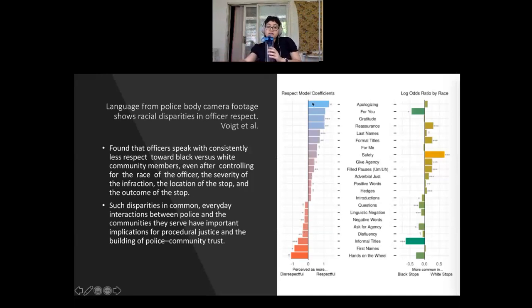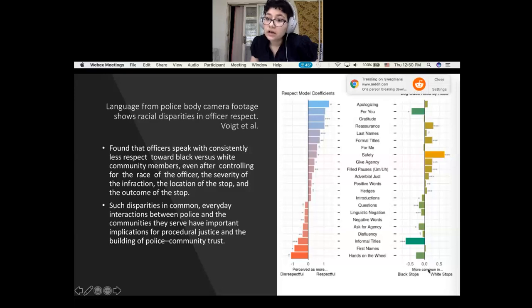So here is a really cool graph of their respect model coefficients. They identify these indicators, and along disrespectful or more respectful, this is the respect model that they developed. And this is the log odds ratio by race. So you can see Black stops versus white stops, and these are more negative versus these are more positive respect models.